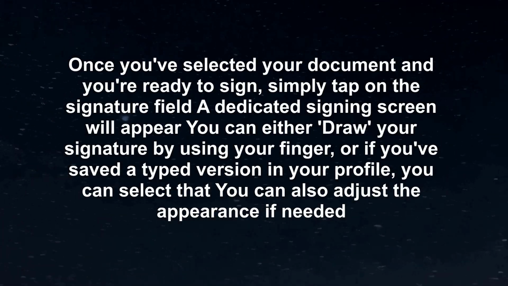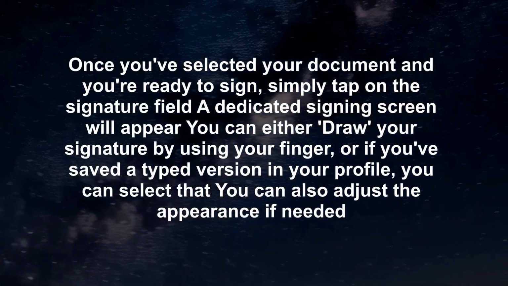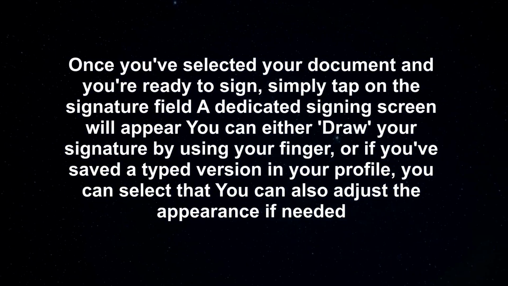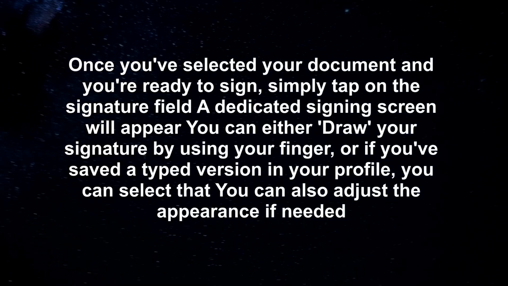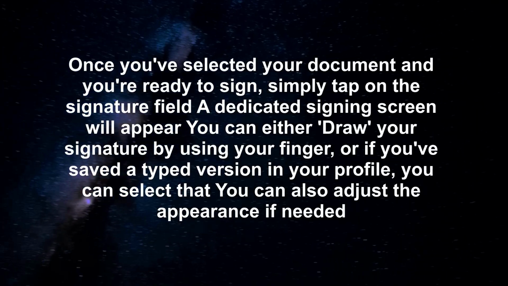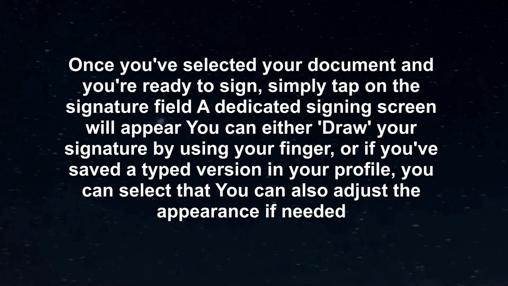Once you've selected your document and you're ready to sign, simply tap on the signature field. A dedicated signing screen will appear. You can either draw your signature by using your finger, or if you've saved a typed version in your profile, you can select that. You can also adjust the appearance if needed.